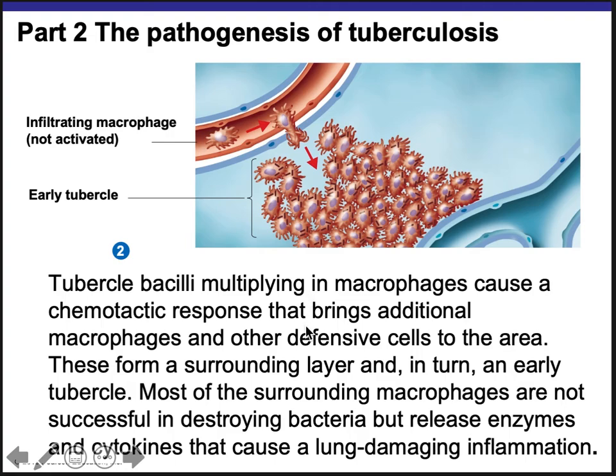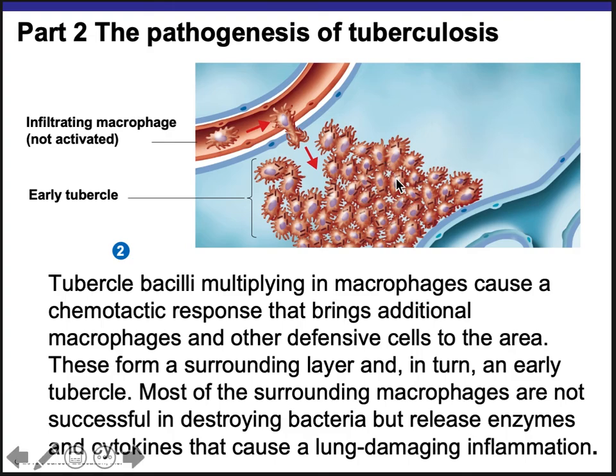The macrophages recruit more macrophages to help try to control the infection. Tubercle bacilli are multiplying inside of the macrophage, which causes the macrophage to release chemicals like cytokines and enzymes, which stimulate more immune response. It's a chemotactic response that brings additional macrophages and other defensive cells, not shown in this image, to the area. These form a surrounding layer around the tubercle bacilli, and in turn this forms what we call an early tubercle. Again, I know the terminology is confusing, but the tubercle itself is like the mass that is containing the infection. So you're starting to form a mass.